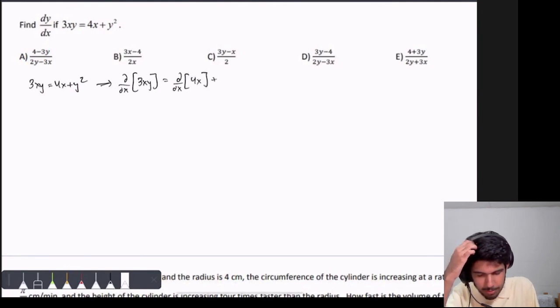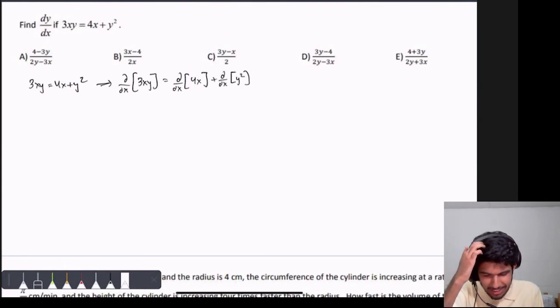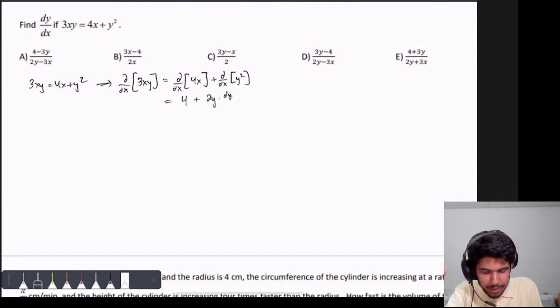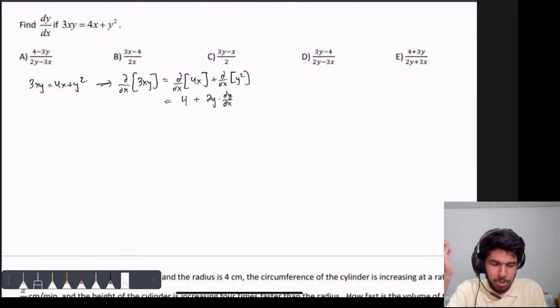I'm just going to distribute the derivative, right? And now things get interesting here. Let's do the right-hand side first. The derivative of 4x is just 4. Derivative of y squared with respect to x is 2y times dy/dx. That's power rule, and then you de-stuff the inside.